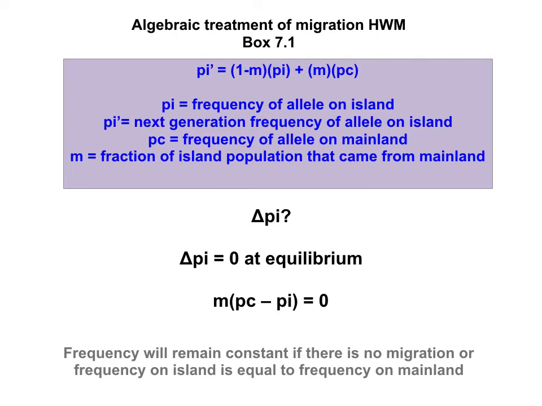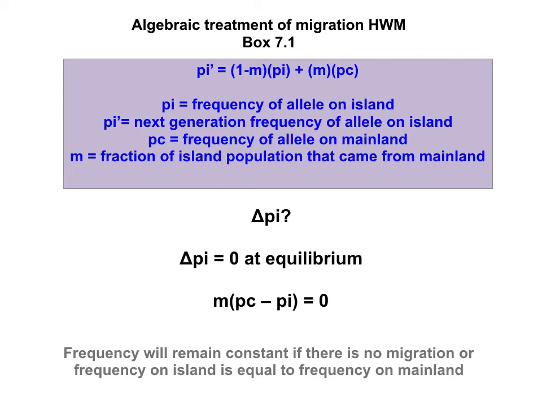And so what we find is that when we set delta p sub I equal to 0, you can go through the algebraic rearrangement if you want, but we get to the equation m times (p sub c minus p sub I) equals 0. That's the equilibrium point. And I don't want you to worry too much about the math, but just look at that reduction in the equation and see what it tells us.